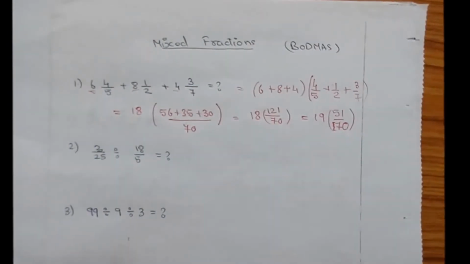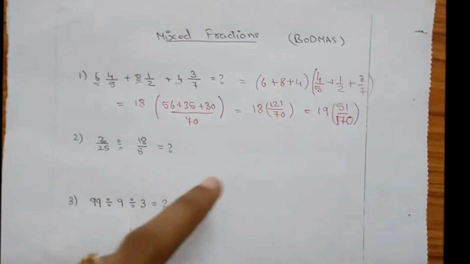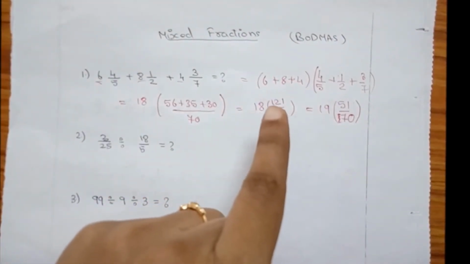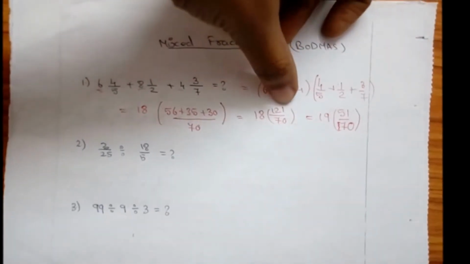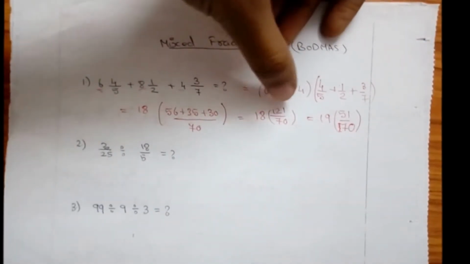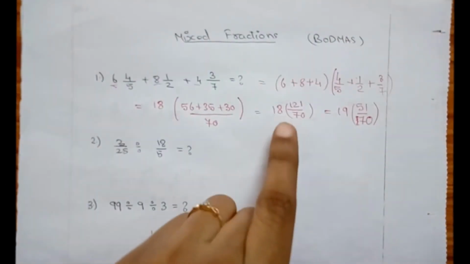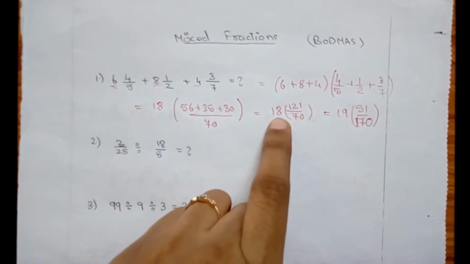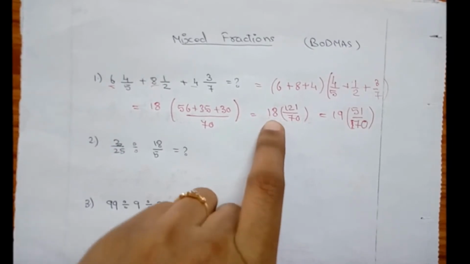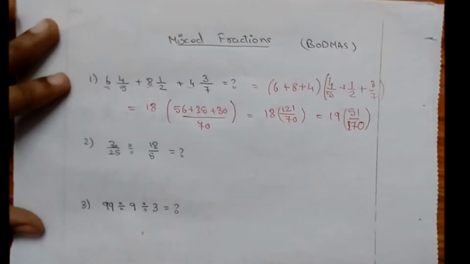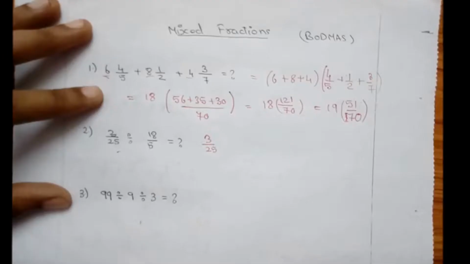Okay, see, after taking 70 from 121, I'll get 51, and the question part is here. Okay, I'm going to add 1 with 18, so I'll get 19 over here. So now let's move on to the second sum.